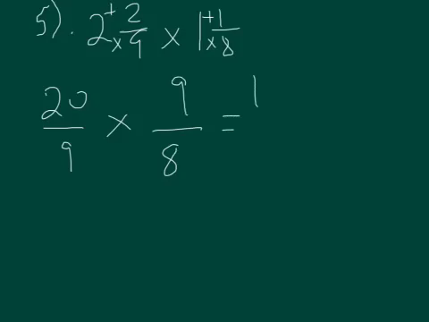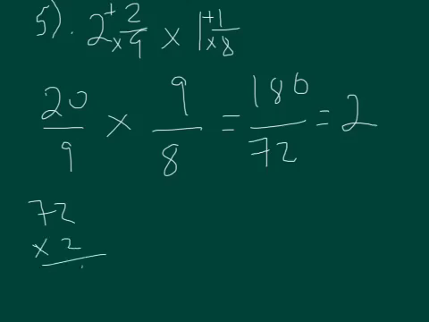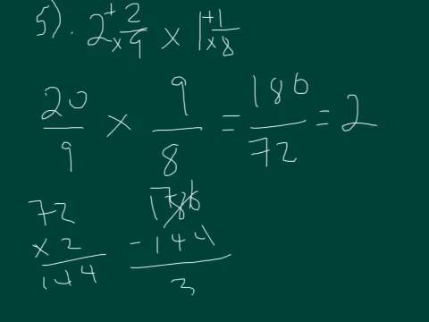Okay, 20 times 9 is 180. 9 times 8 is 72. 72 goes into 180 about 2 times. Let me double check that. Times 2, that's 144. Yes, that's it. And 180 minus 144 will give me 36. Sweet. 36 over 72.